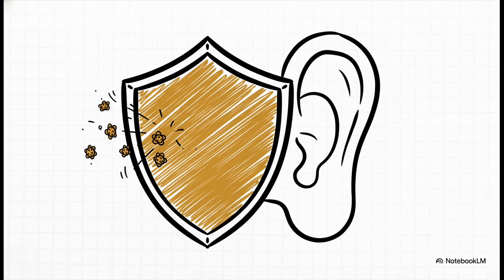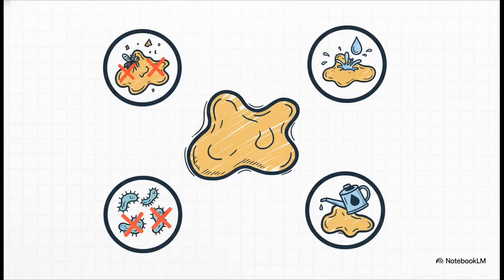All right, let's talk about something we all know about but maybe don't really understand, cerumen. Yeah, we all call it earwax, but a much better way to think of it is as the canal's very own protective shield. Seriously, this stuff is not just some gross waste product. It's a brilliant, multi-purpose defense system.